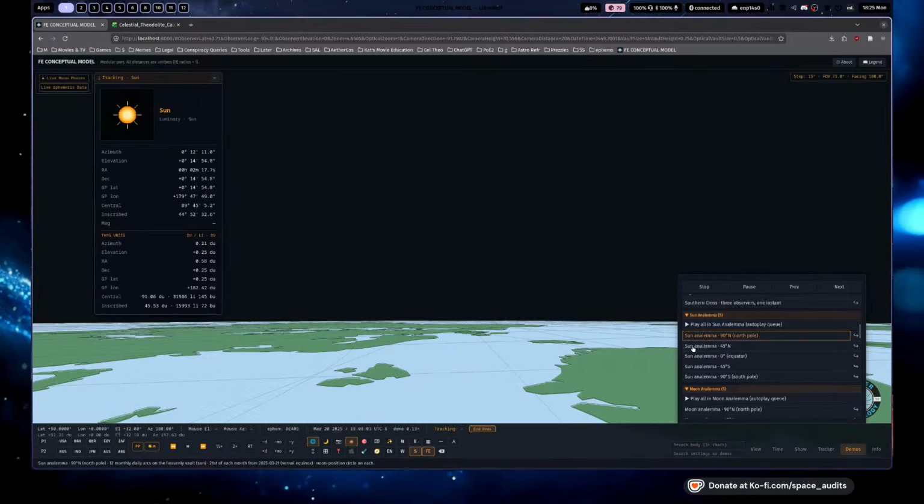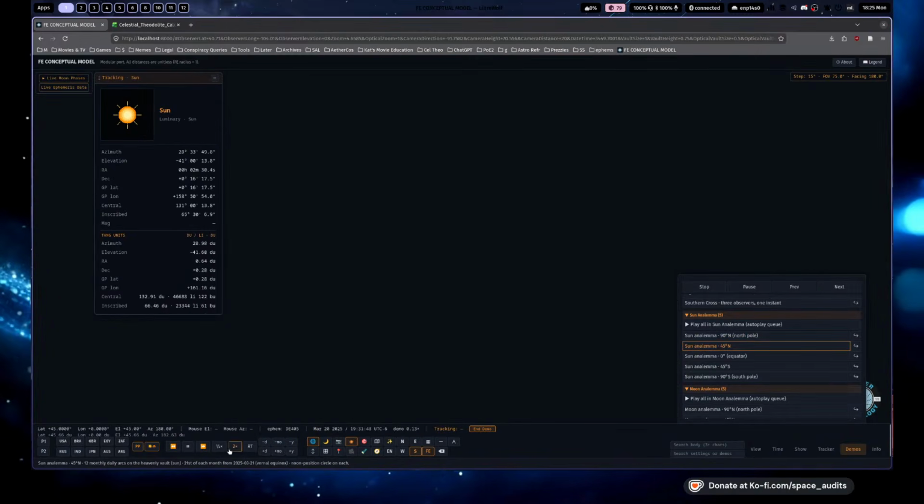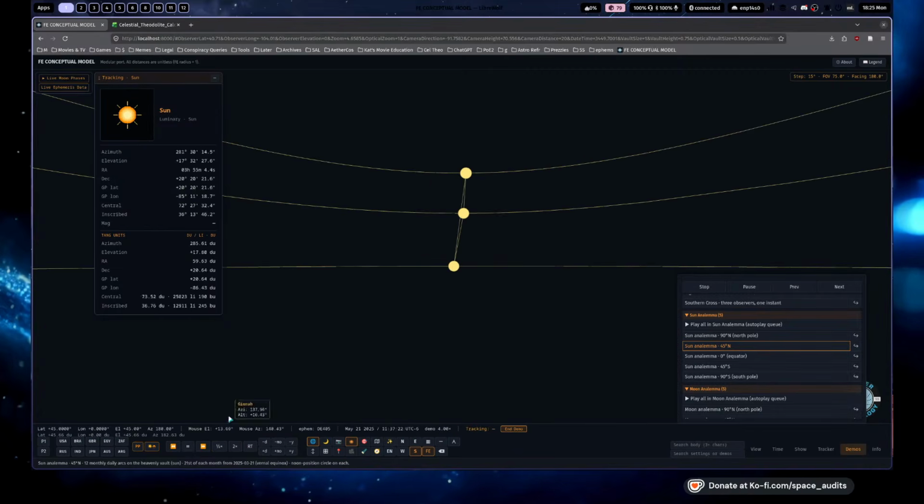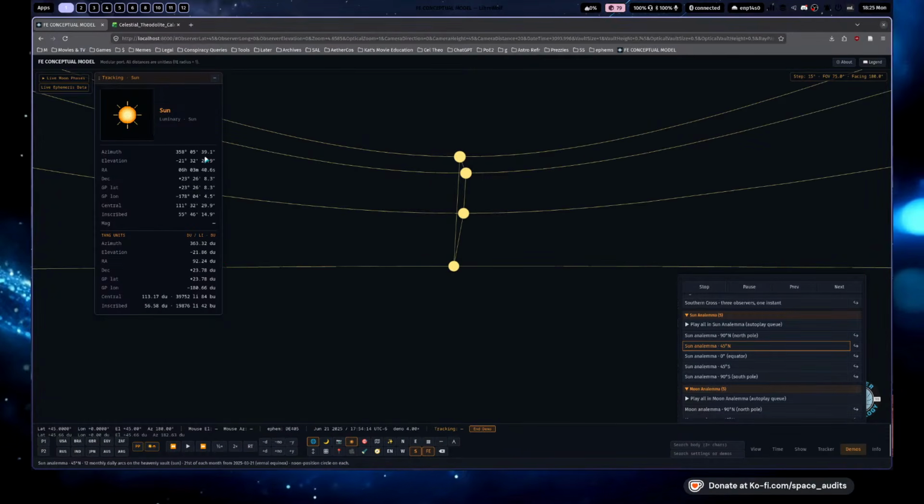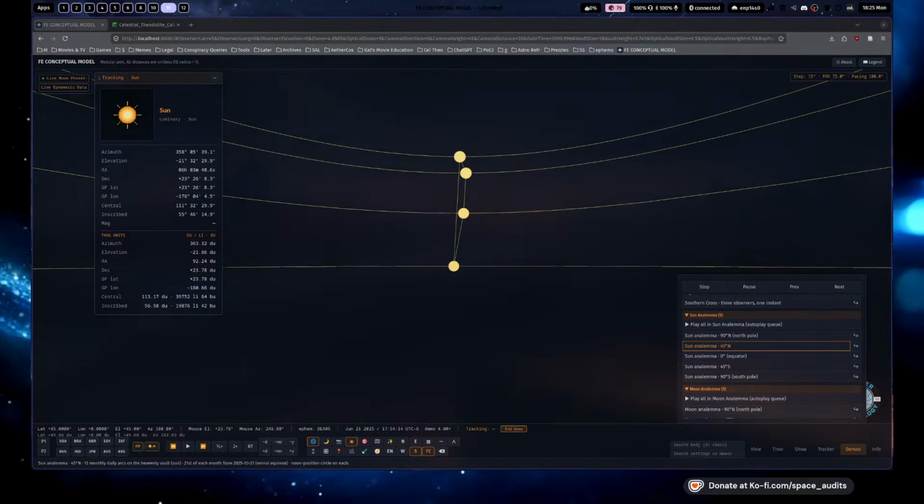So we can go to the North 45 and play out an analemma. We'll speed it up here. I just recently learned that term. Could you define analemma? I think that's an important one.